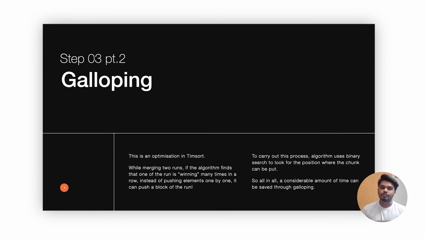Step 3, part 2, Galloping. Now, like I mentioned before, this isn't really a step in Timsort, but it is more of an optimization process. While merging two runs, if the algorithm finds that one of the runs has been winning for a long time or many times, instead of pushing elements one by one into its correct position in the original list, it can push a whole block. To carry out this process, the algorithm uses binary search to look for the position where the chunk can be put. So all in all, a considerable amount of time can be saved through Galloping. I have explained Galloping in much detail in my blog.